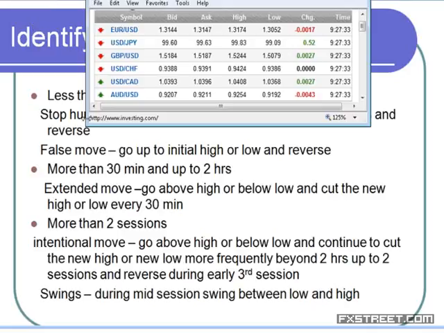we need to find out whether it is an extended move or an intentional move. How to differentiate it? An extended move is always a quick move, and an intentional move is a slow move. So in the extended move, they can just make a 100 pips gain. Okay, they have done it first in the case of GBP.